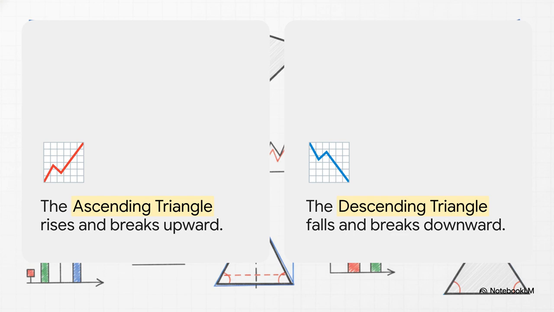Buyers are getting impatient. They're stepping in earlier and earlier, pushing the price up into that flat ceiling until it inevitably just shatters upward. It is a highly bullish continuation. And this brilliantly illustrates its twin, the descending triangle. Here, the support floor is flat, but sellers keep pushing the resistance lower and lower until the floor gives out, resulting in a really sharp bearish drop.